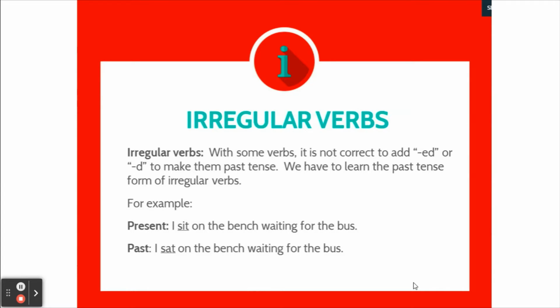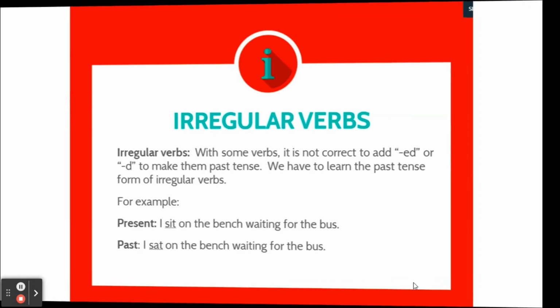So let's go ahead and look at this example that I have here. I sit on the bench waiting for the bus. That means that every day I walk to the bus stop and then I sit on the bench waiting for that bus, right? Now, in the past tense, I cannot say "I seated" because that's totally incorrect. So: I sat on the bench waiting for the bus to arrive. Yesterday, last week, a month ago. So in the past, I sat on the bench waiting for the bus. As you notice, in the past tense, I did not "sit it." Because it doesn't exist, it's incorrect. So I sat.